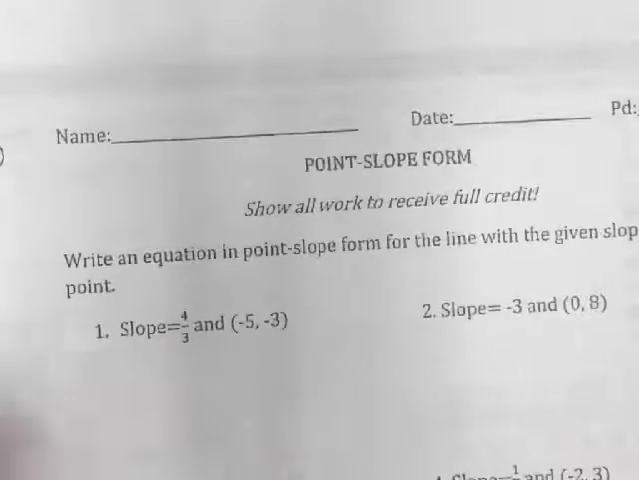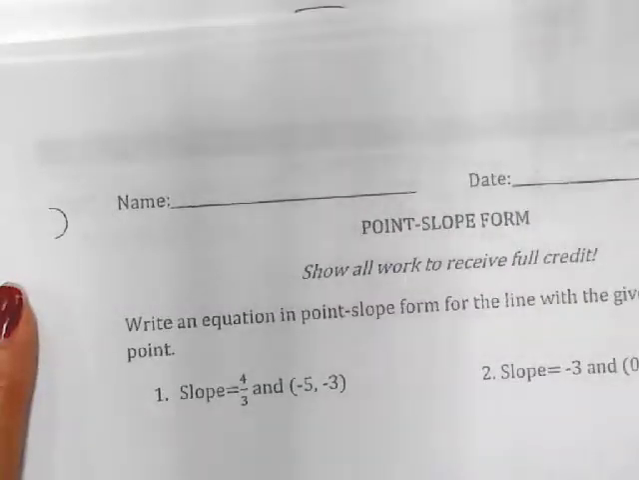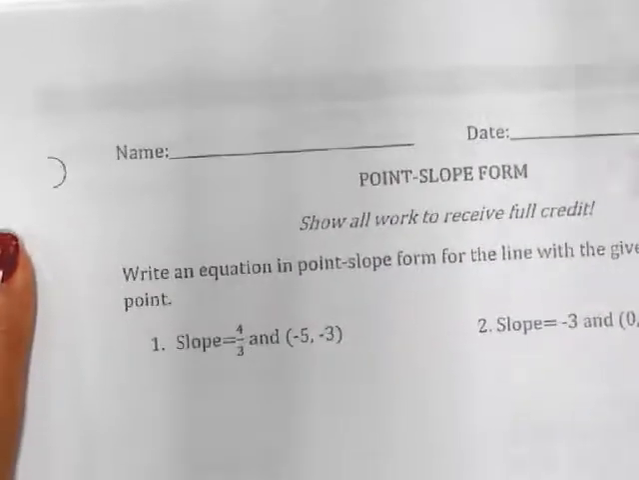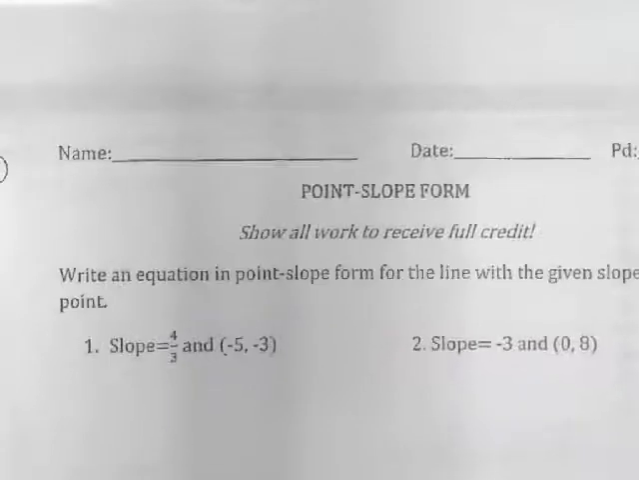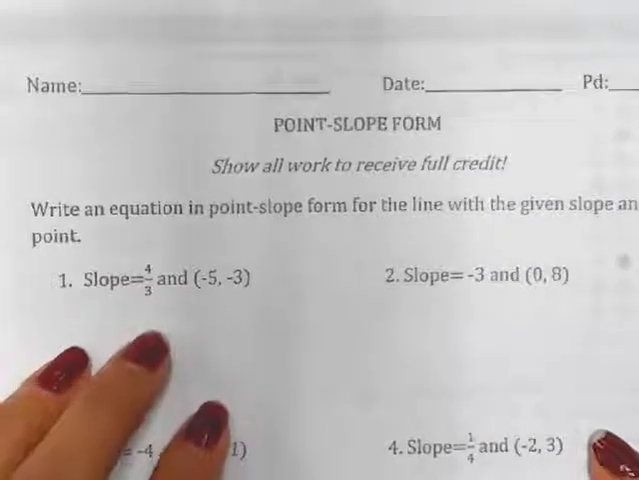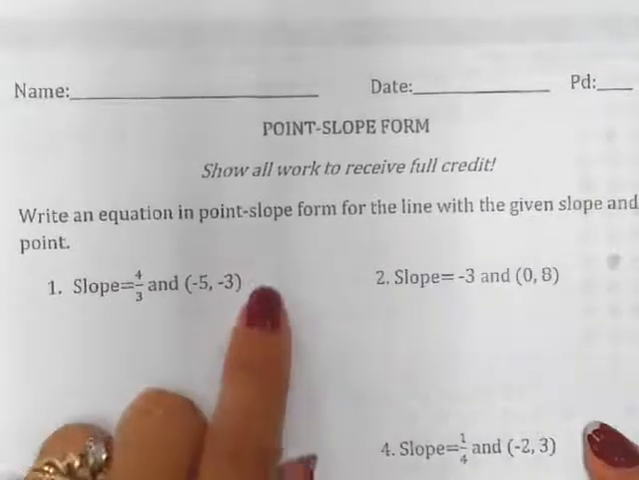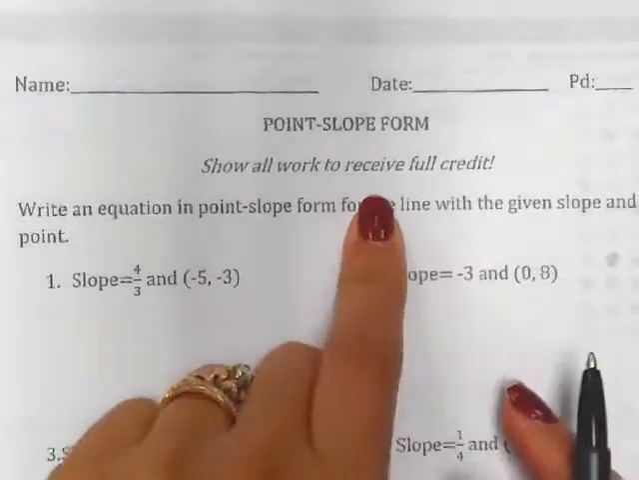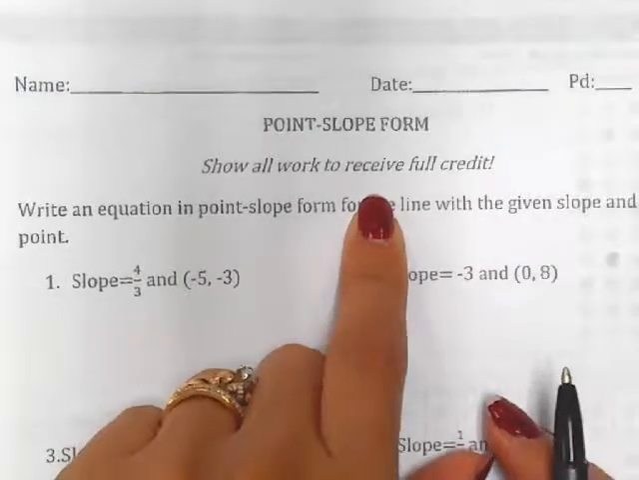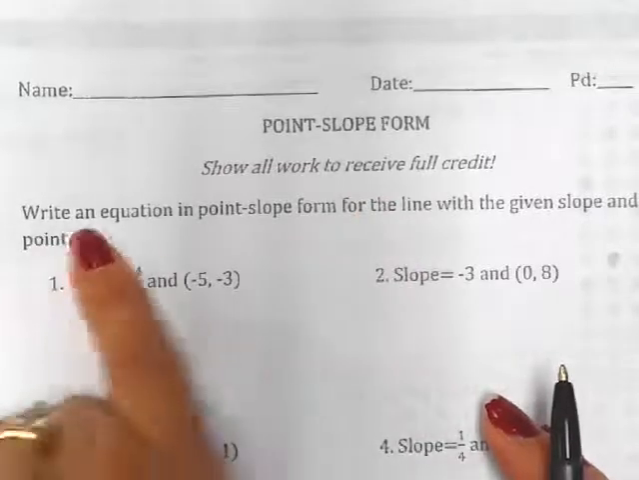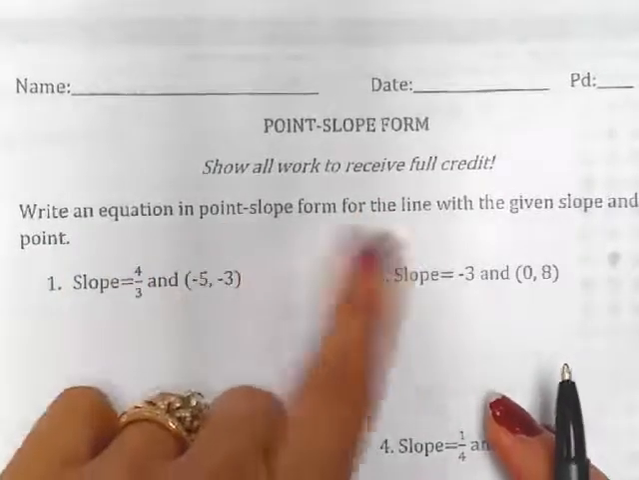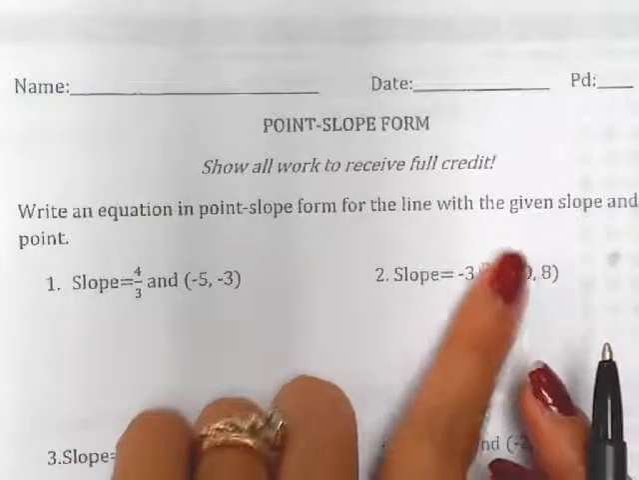Okay, so this paper right here is the one that we did with the sub and that I gave you back today so you can do corrections. So the first one, it says show all your work, so please show all your work. If you didn't, I didn't give you credit. Also, it says write an equation in point-slope form for the line with the given slope and point.